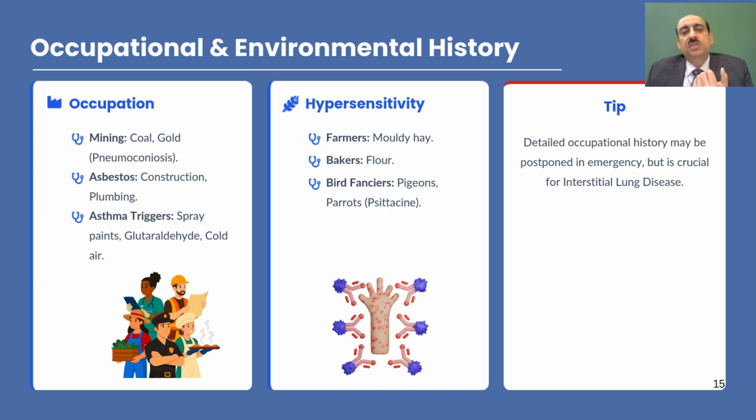Occupation and environmental history is really important, especially if there is a latency between the occupation and the presentation. Think of mining, and asbestosis related to construction and plumbing work, especially in people who worked in the 1970s and 80s. They may have a latency of 20 to 30 years before presenting. Similarly, asthma can be triggered by chemical agents used in spray paints and glutaraldehyde. Hypersensitivity can occur in people working on farms and in bakery shops, and bird fancier's disease due to pigeons can also lead to hypersensitivity pneumonitis and shortness of breath. So a detailed occupational history is really important.